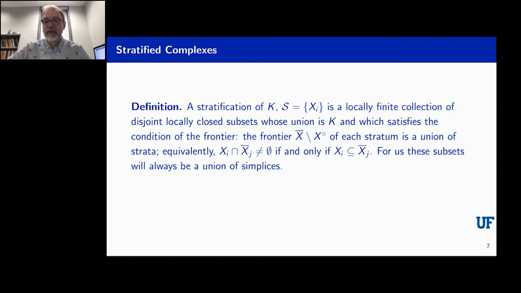So K will be my simplicial complex here. And what's a stratification? Well, it's a locally finite collection of disjoint locally closed subsets whose union is the whole thing. Now for us, all of our complexes are finite, so the locally finiteness business is redundant. But it can't just be that. You also have to satisfy the condition of the frontier, which says that if you take the frontier of each stratum, so close it up and throw away the interior, it's a union of lower dimensional strata. Or equivalently, one stratum hits the closure of another if and only if it's contained in that closure. You can check that those two conditions are equivalent.